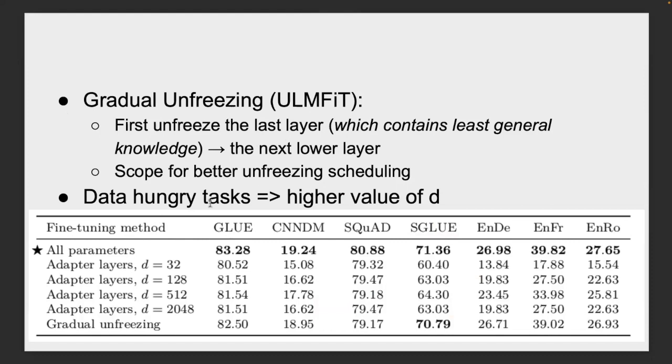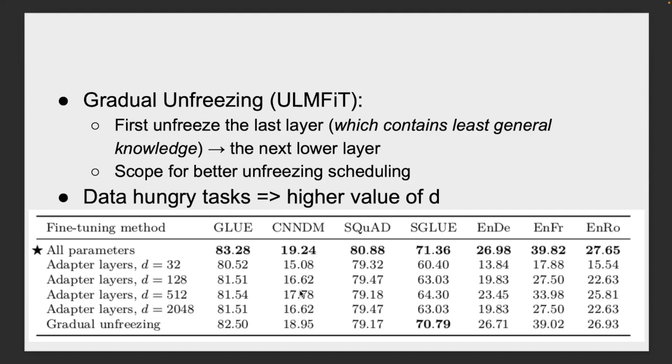They also report the performance, like, for all parameters, where you fine tune all parameters for these different tasks, or where you use adapter layers with a different set of hidden dimensions. Basically, the higher the number D, the more complicated a task it can learn. But if your task is very simple, then it will overfit.